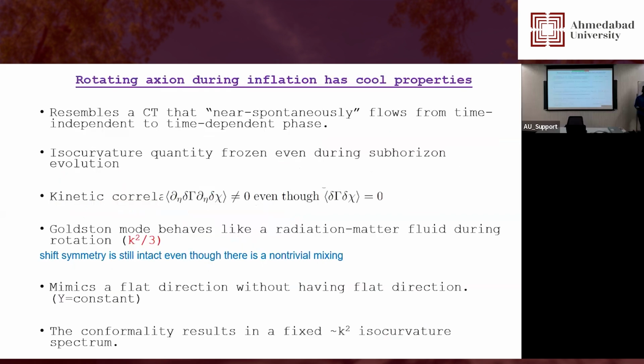Right, and that's it. So this is just a short summary. As I said, it's a near-spontaneous theory which flows from a time-independent to a time-dependent one, and it gets that near-spontaneousness only when the radial field settles exactly at the bottom. The isocurvature is frozen even during subhorizon. Because of this, there is a strong correlation, and actually this strong correlation gives rise to nice, interesting non-Gaussianity. And yes, the dispersion relation is slightly different. Instead of k square, it's k square over 3. And it gives me a k square isocurvature spectrum. So it mimics a flat direction without actually having a flat direction. Thanks.